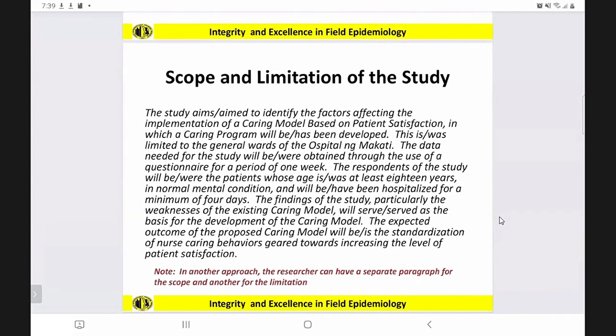So this is an example of the scope and limitation of the study. There's no need to make a lot of paragraphs describing the whole process. It's usually one of the dilemmas of researchers that they want to incorporate everything within the scope and the limitation of the study. So for that matter, I would like to call on Neil Ralph to read the scope and limitation of the study.